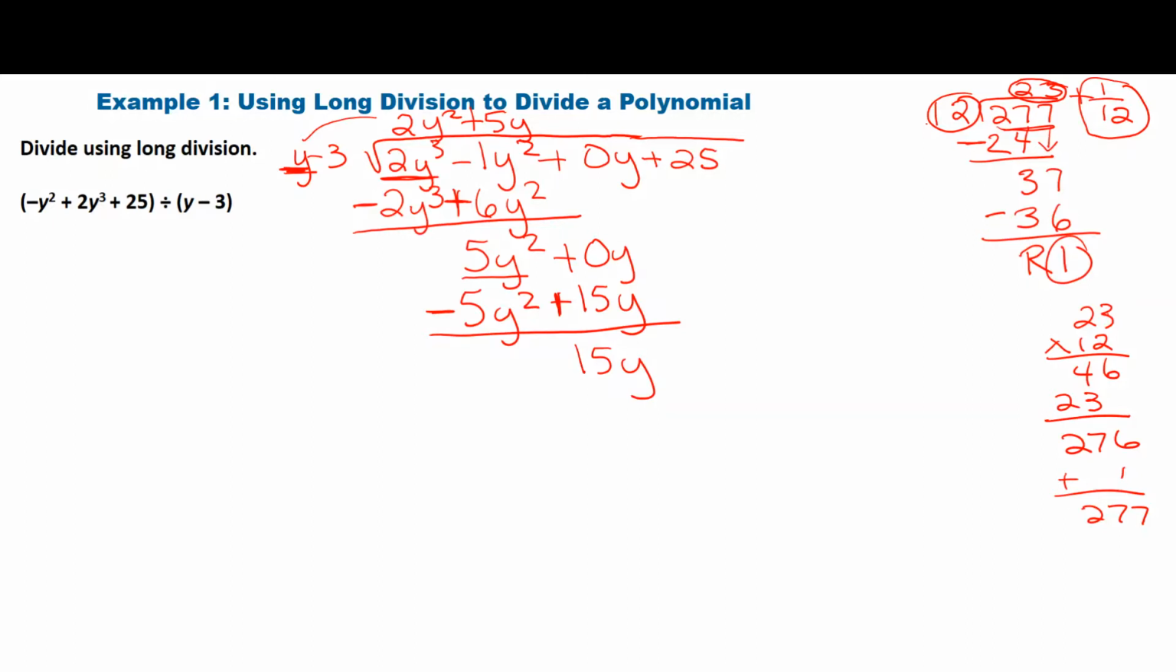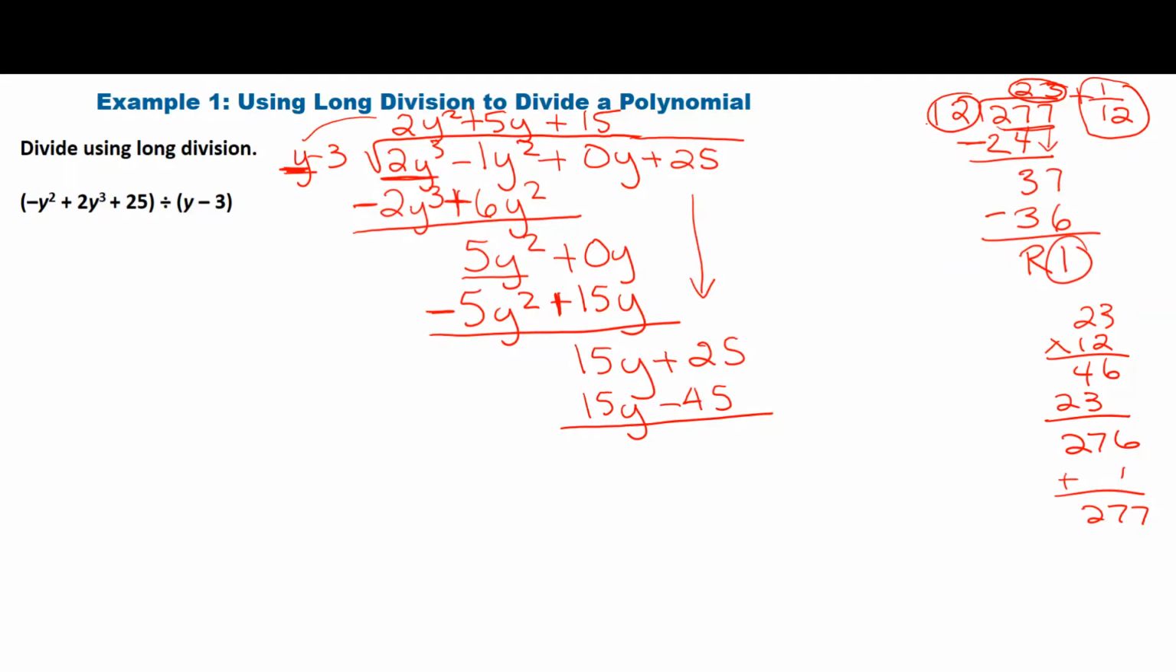Again, we're going to bring down our 25. And now multiply. What number can I multiply y by to get to 15y? Just plain 15. So 15 times y is 15y. And 15 times negative 3 is negative 15. No, sorry, it's not negative 15, it's negative 45.